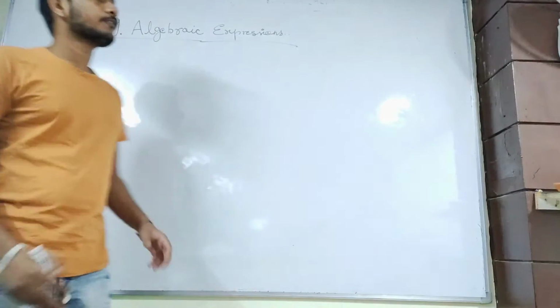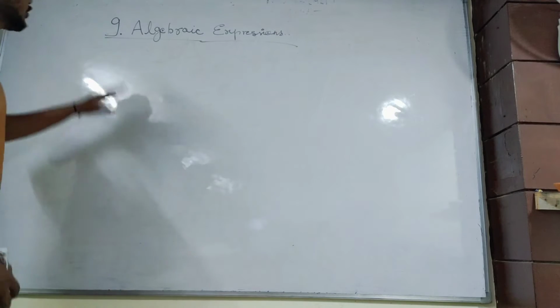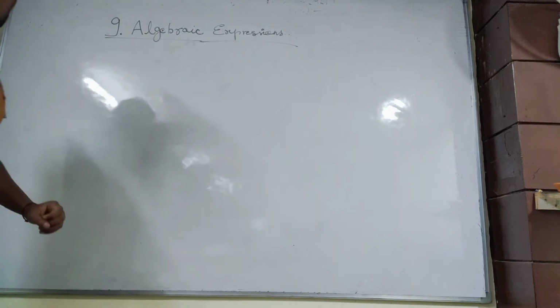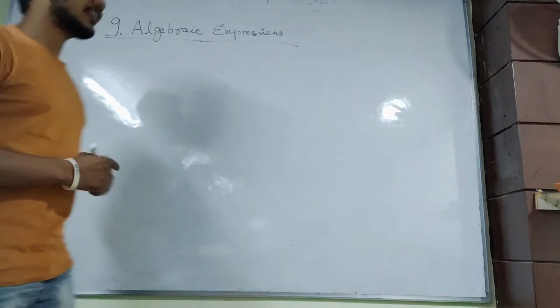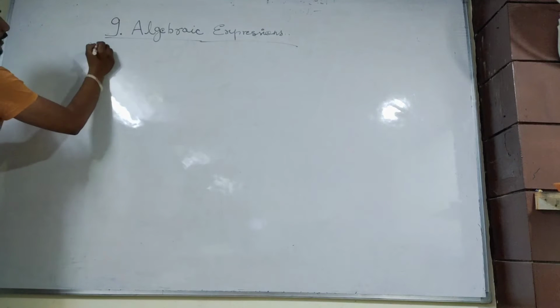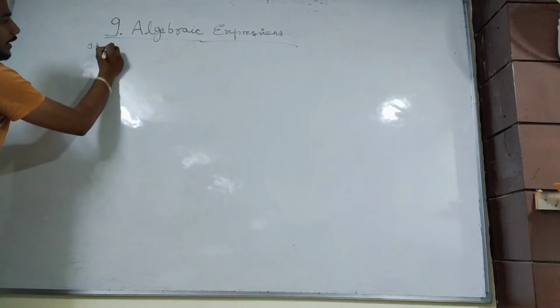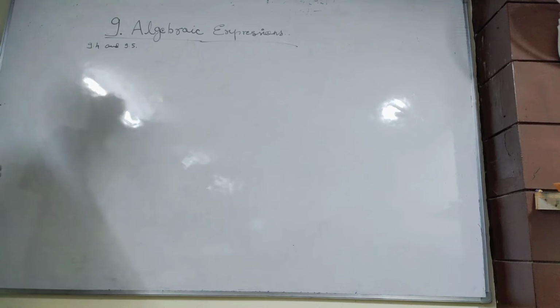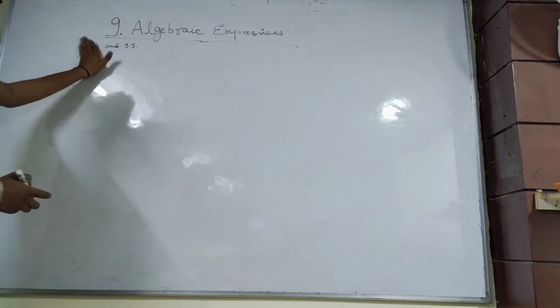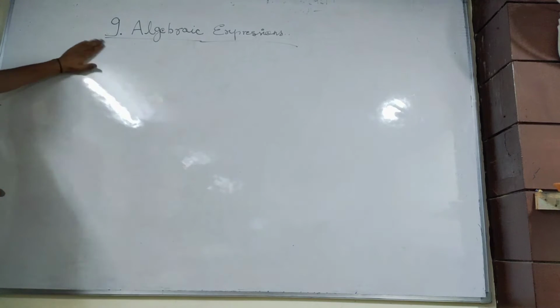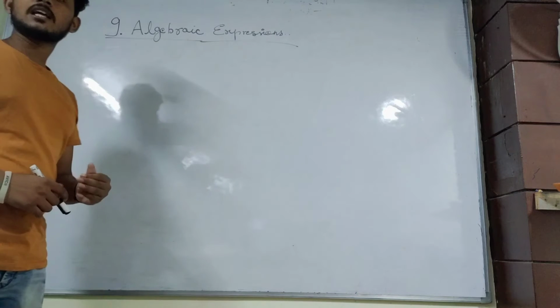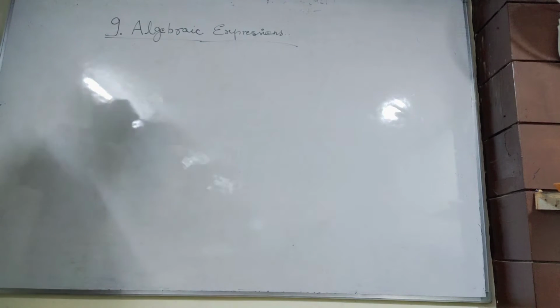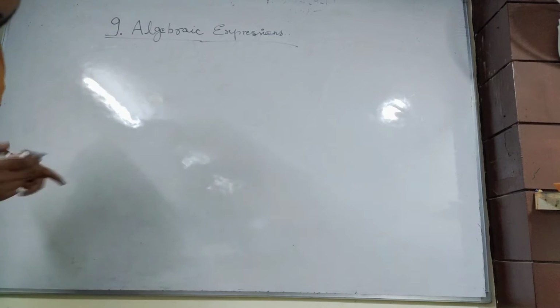I am here with class 8, chapter number 9, algebraic expressions. Your doubts were on exercise 9.4 and 9.5. So we will start with exercise 9.4, then carry forward with some identities and then 9.5. In exercise 9.4, the first question is multiply the binomials.